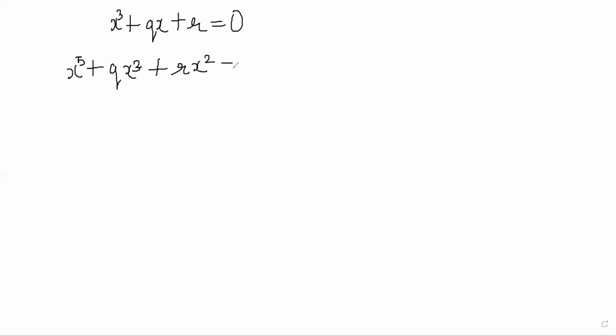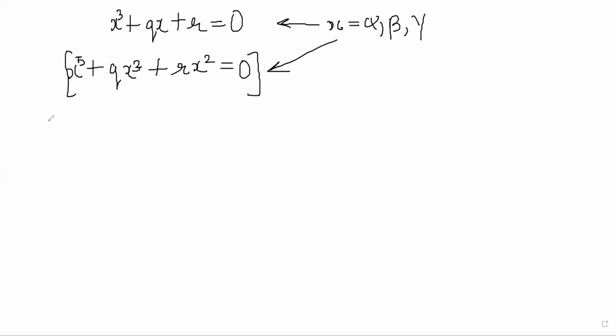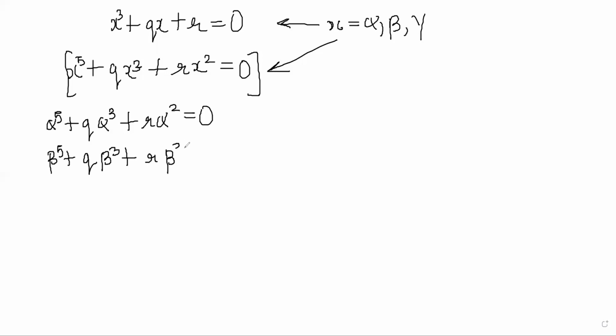So suppose you have this equation, x cube plus qx plus r is equal to 0, right? Multiply both sides of this equation by x square. We get x power 5 plus qx cube plus rx square is equal to 0. This is an equivalent equation. Now, obviously, x equal to alpha, beta, gamma was satisfying the original equation, so it should satisfy this equation also, right? Therefore, we have alpha power 5 plus q alpha power 3 plus r alpha square is equal to 0. Similarly, beta power 5 plus q beta power 3 plus r beta square is equal to 0. And gamma power 5 plus q gamma power 3 plus r gamma square is also equal to 0.